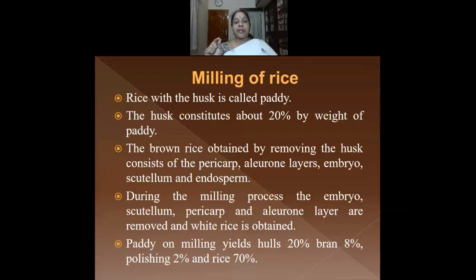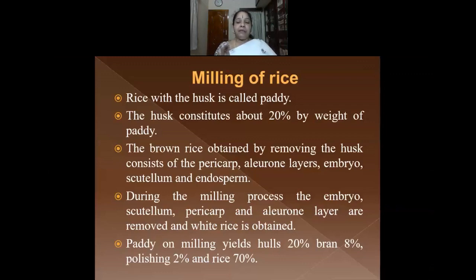So that process is called the milling. And during this milling process, embryo, scutellum, pericarp and the aleurone layer are all removed and we get the white rice. Paddy on milling yields 20% of hulls, that is the outer portion, and then the bran 8%.